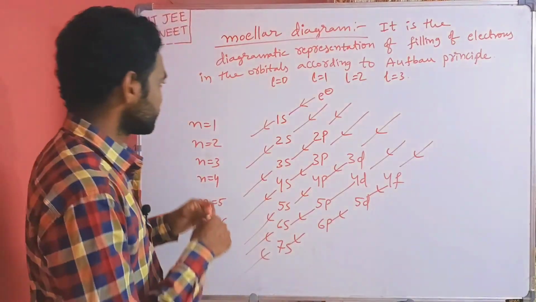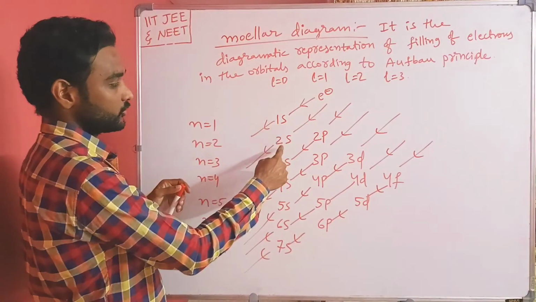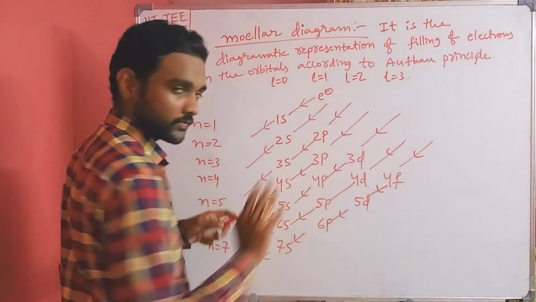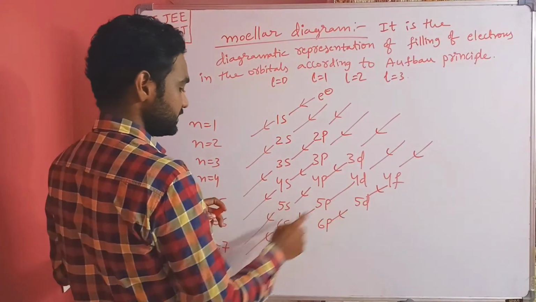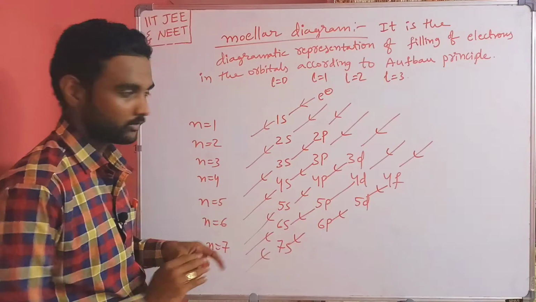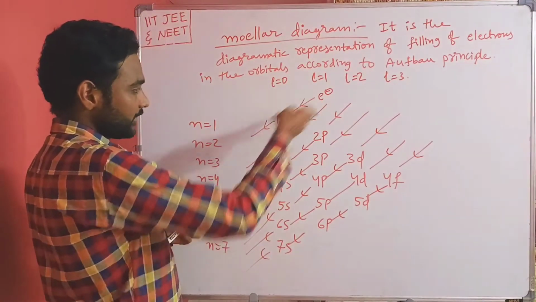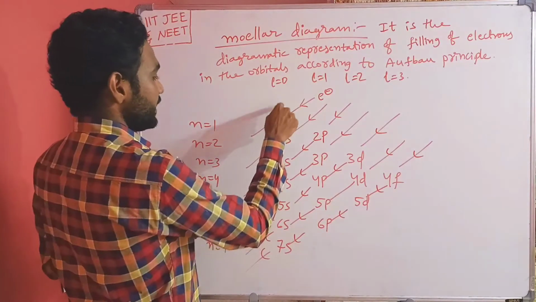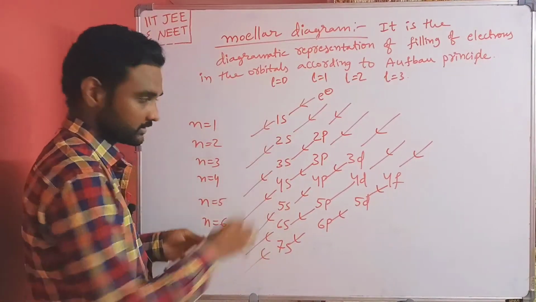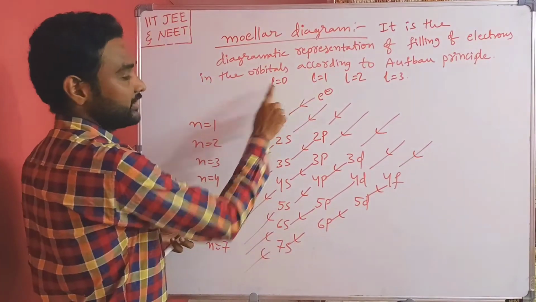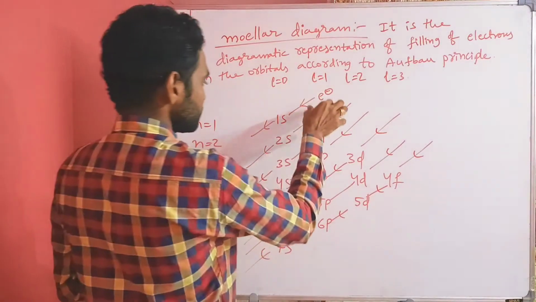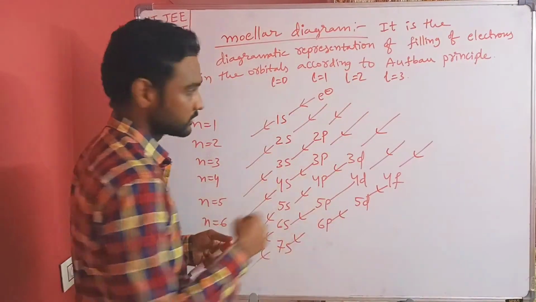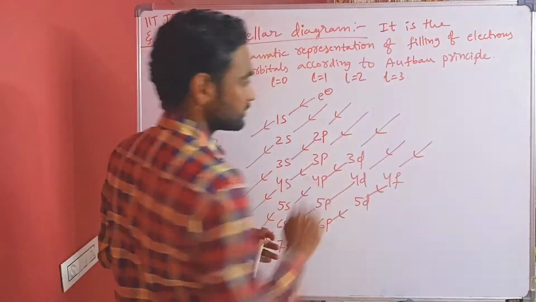Now see, 1s orbital, 2s, 2p, 3s, 3p, 3d, 4s, 4p, 4d, 4f, 5s, 5p, 5d, 6s, 6p, 7s. You have to write like this, and the arrows you keep crossly. Here all these are s orbitals having l value 0, p orbitals l value 1, d orbitals l value 2, and f orbitals l value 3.